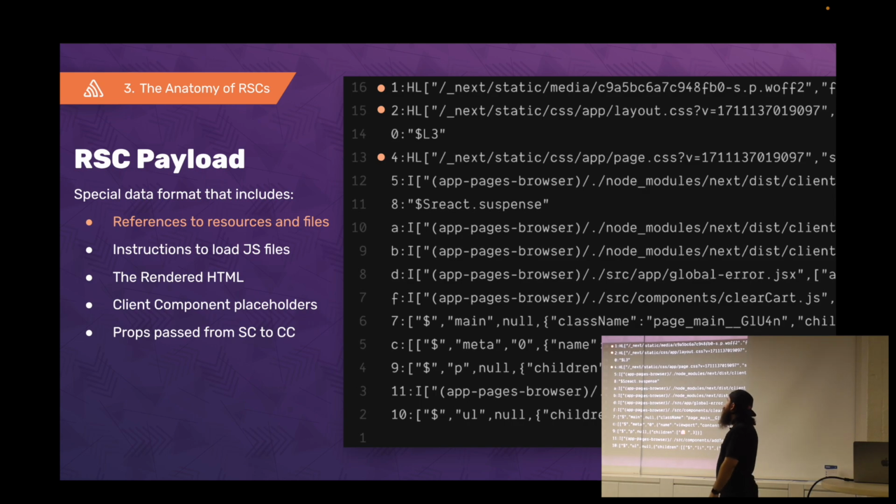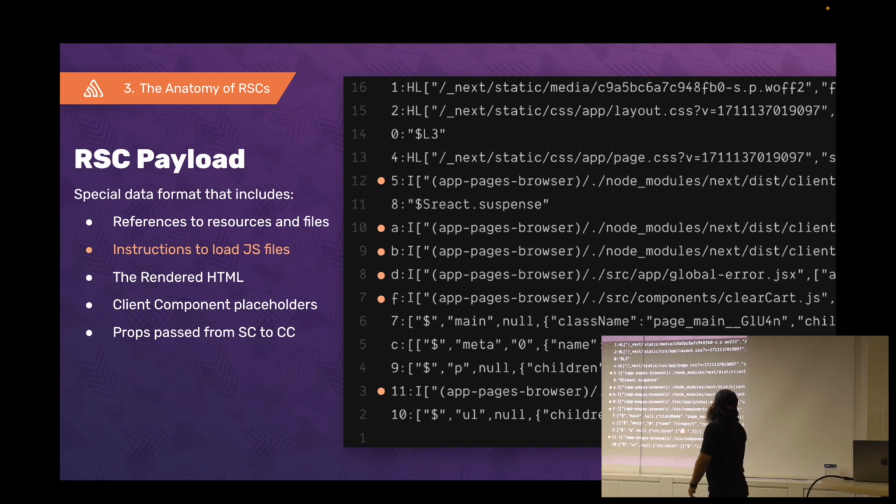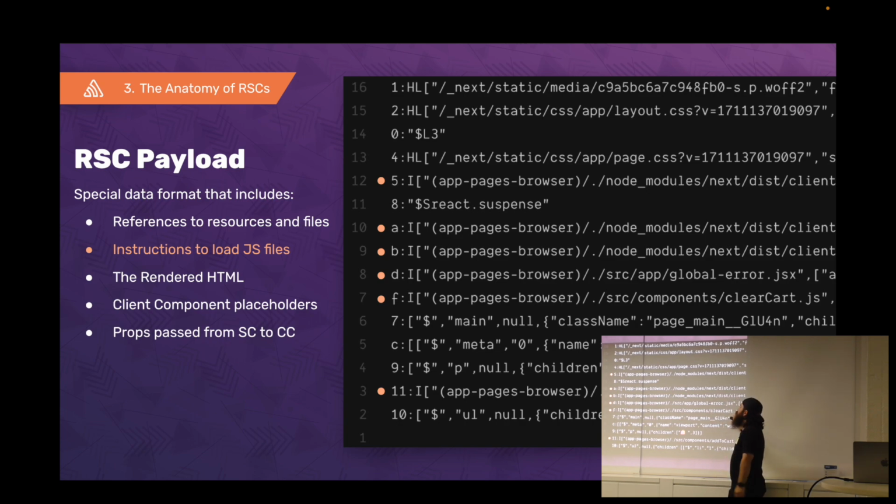That is the instruction. It also contains instructions on how to load JS files, client components, or any libraries that are used in the page, and those are called I. I have no idea what I stands for. As I mentioned, it's undocumented, but instruction, right? And as you can see here, we're pulling from node modules. There's the global-error.jsx that Sentry adds. There's a source components clear-card.js. This is most likely a client component if we're sending its JavaScript. So that's basically the I payload.